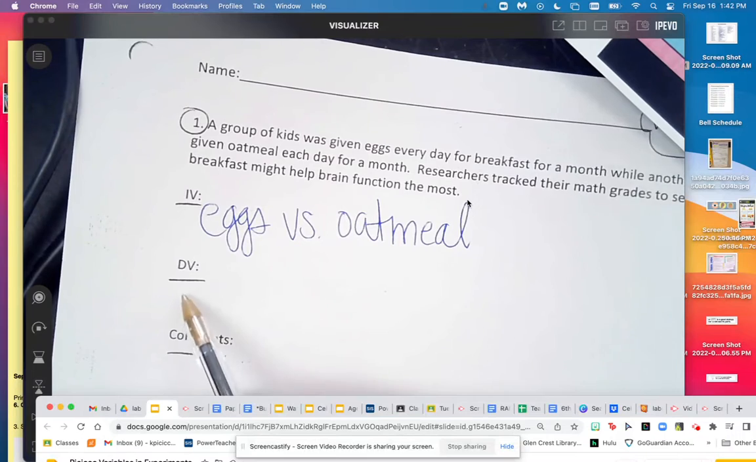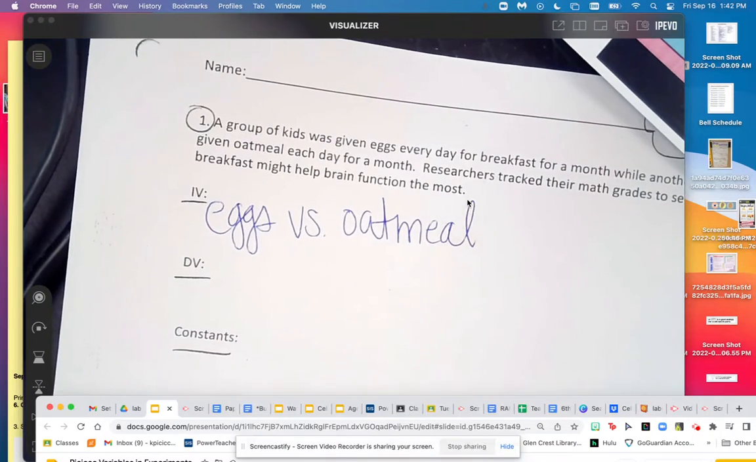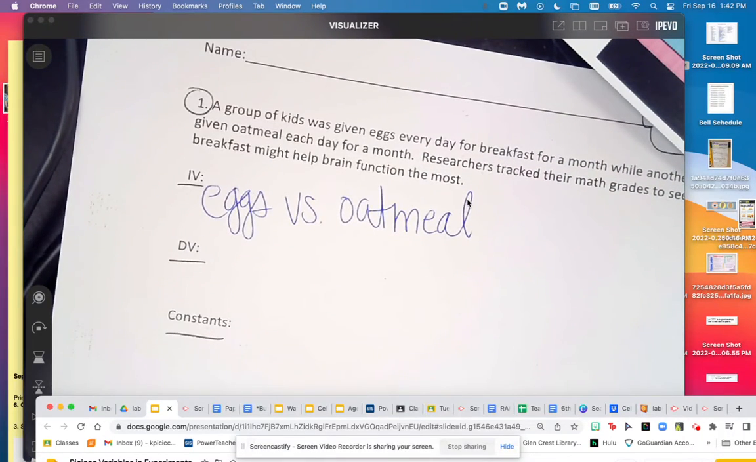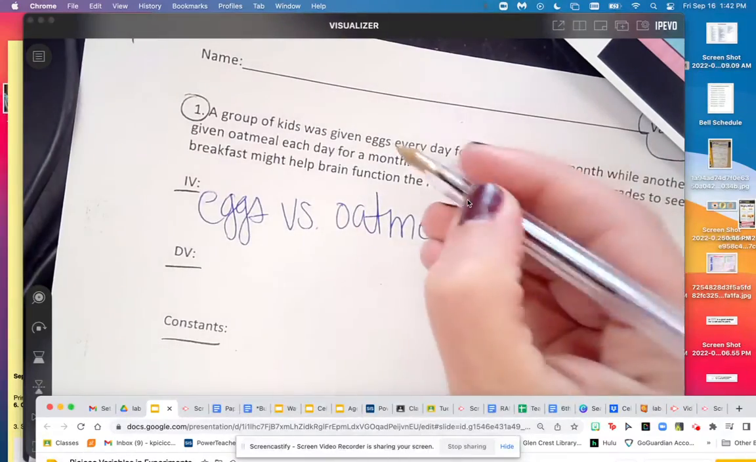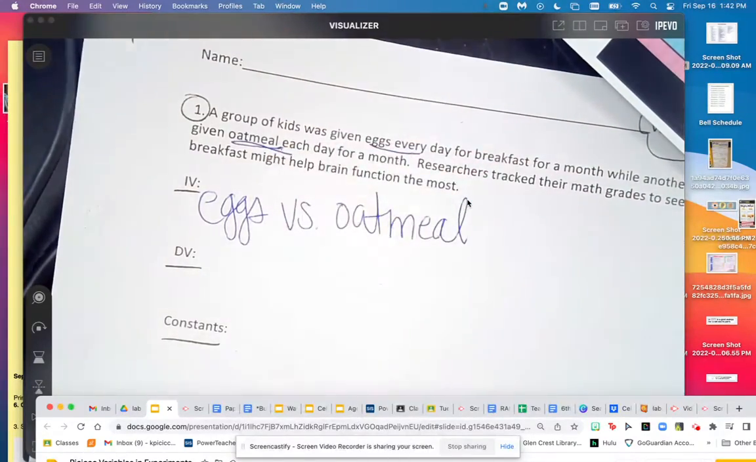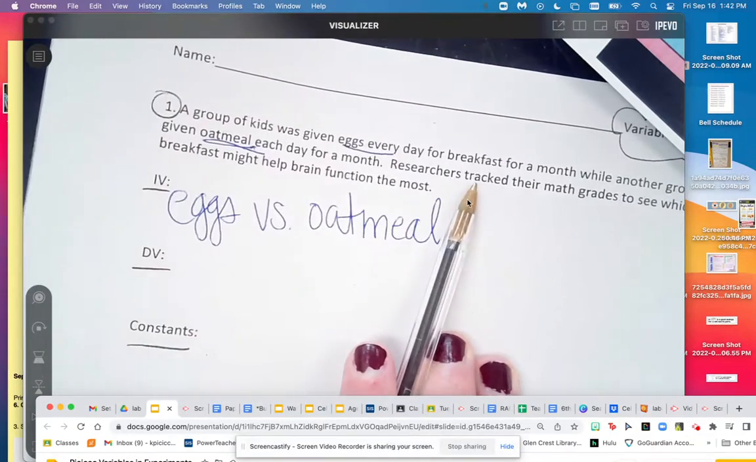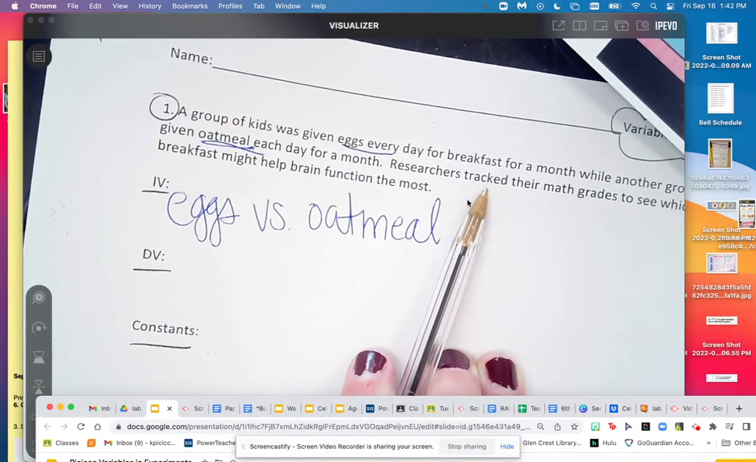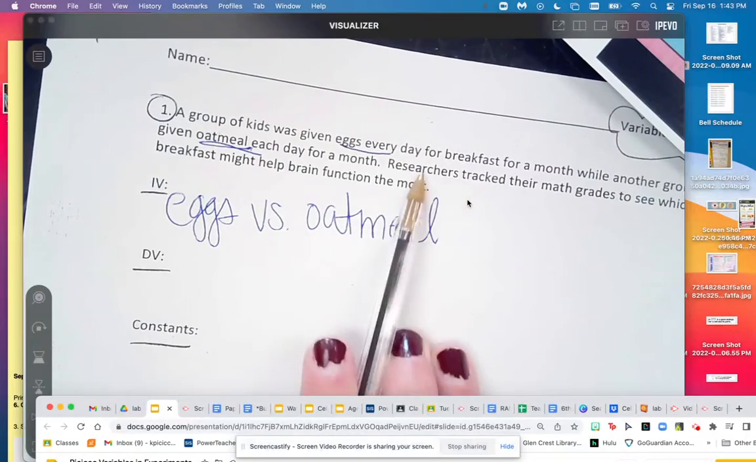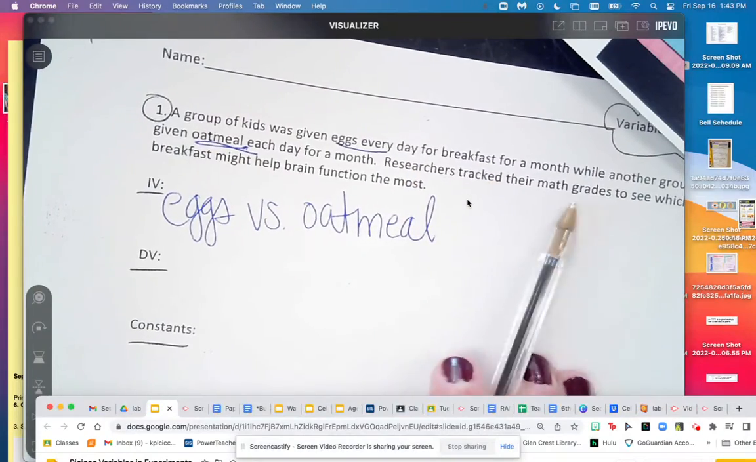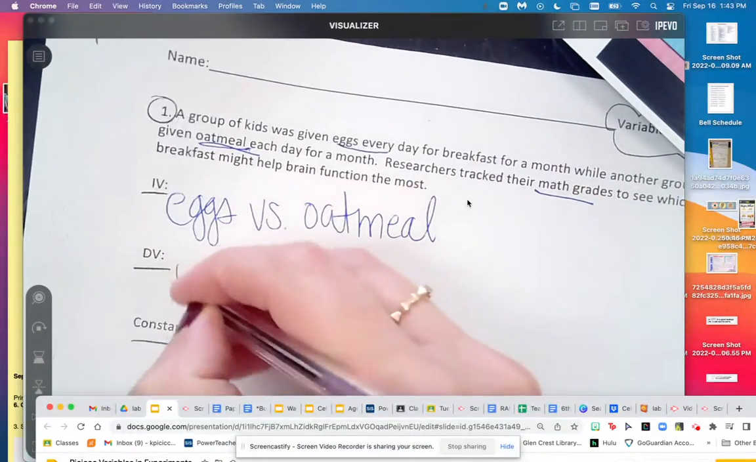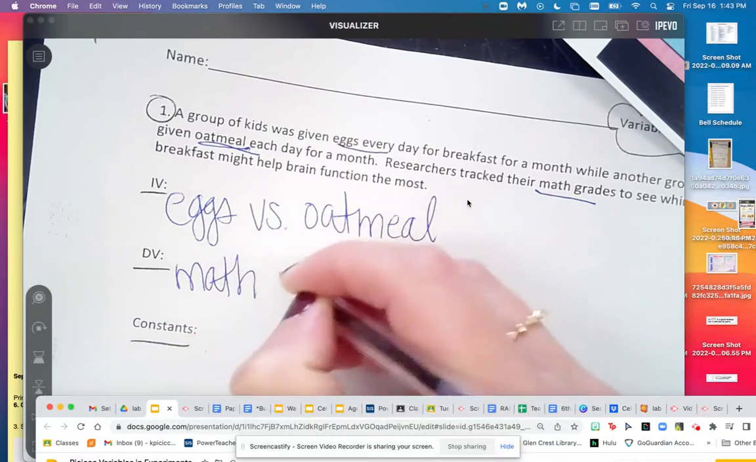Okay, what's the dependent variable? That's the data that I'm looking for, the results I'm looking for. So what's going to tell me whether the eggs or the oatmeal works? Usually, if I see eggs and oatmeal, and that's my independent variable, something else in the sentence is usually the dependent. And that's usually when it talks about what they collect or what they track. So researchers tracked their math grades. That's the dependent variable. That's what I'm looking for in the end.